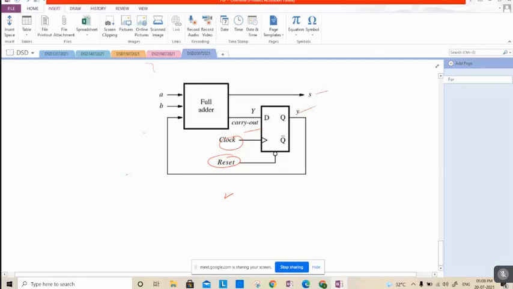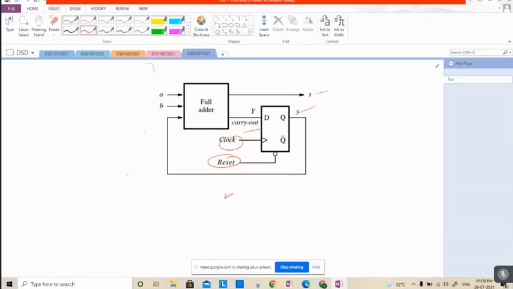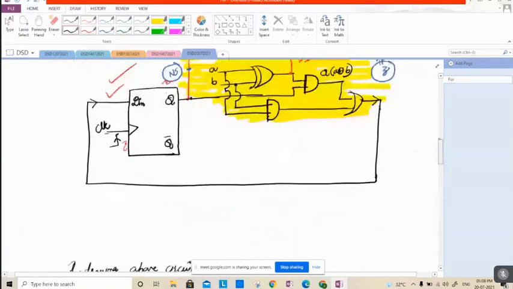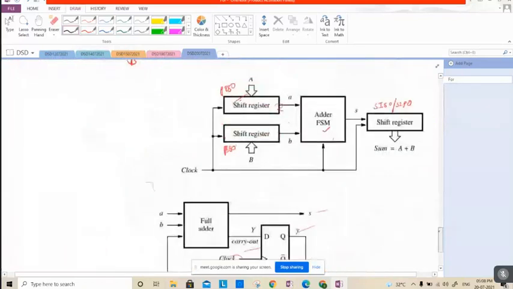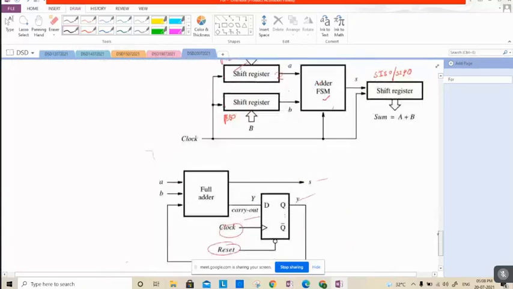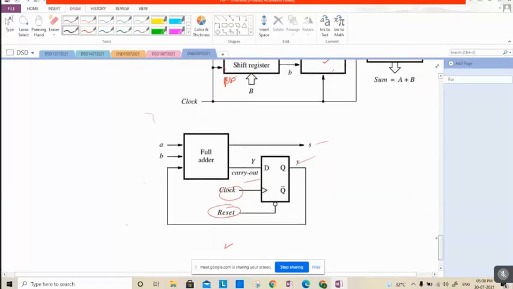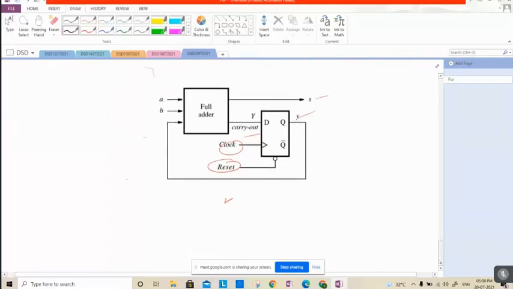Any confusion in the serial adder? No, sir. Can we proceed? Sir, should the clock time period consider all the delays? Right, we should consider them. Okay, sir. Right, okay.